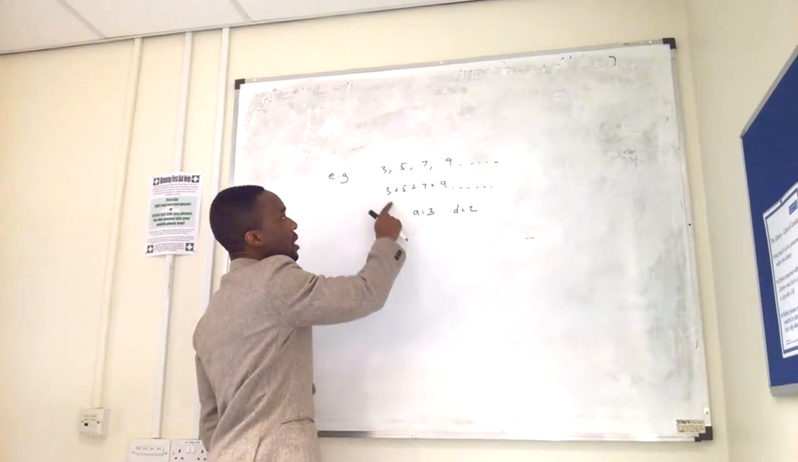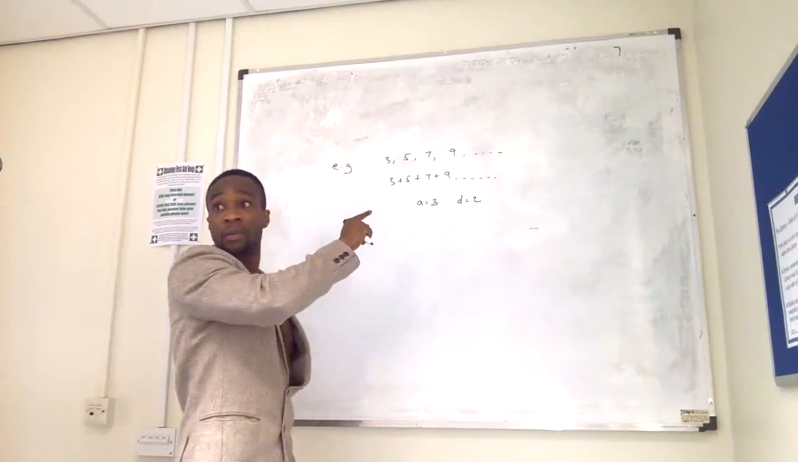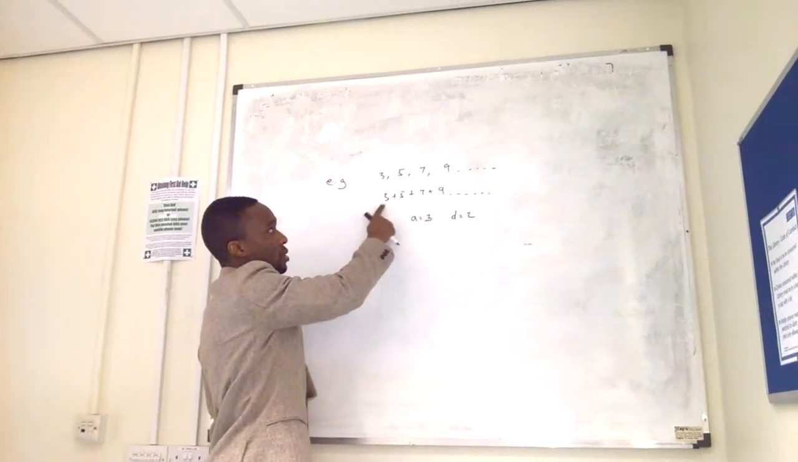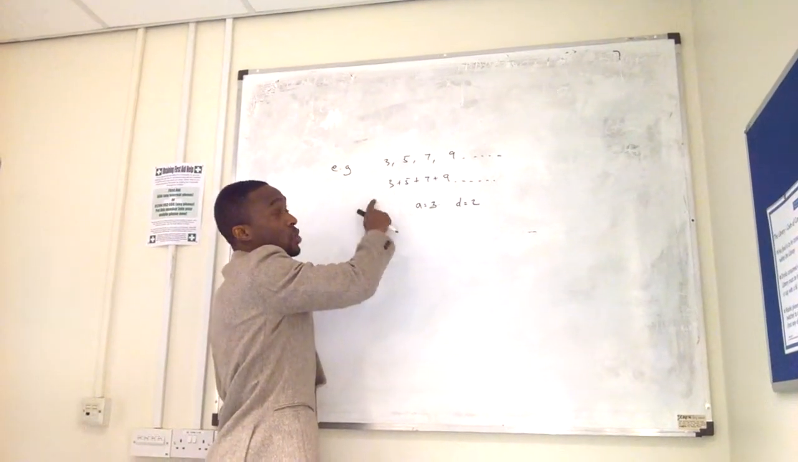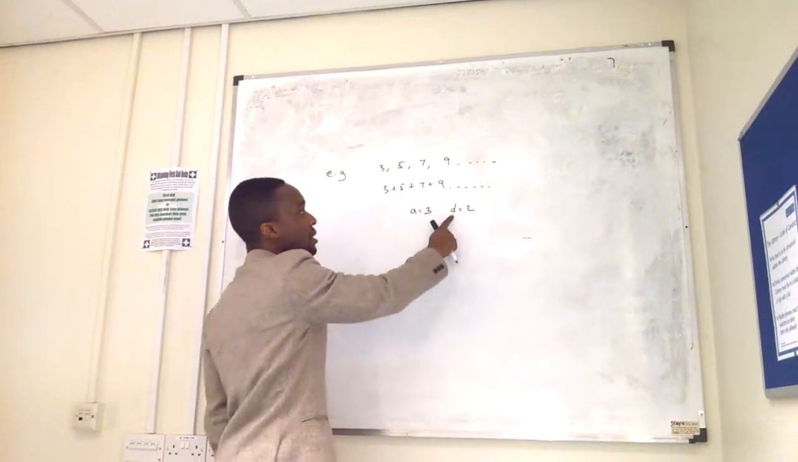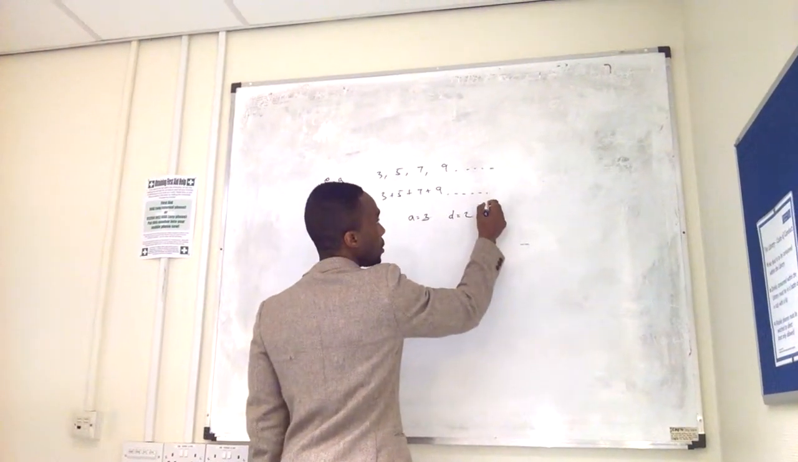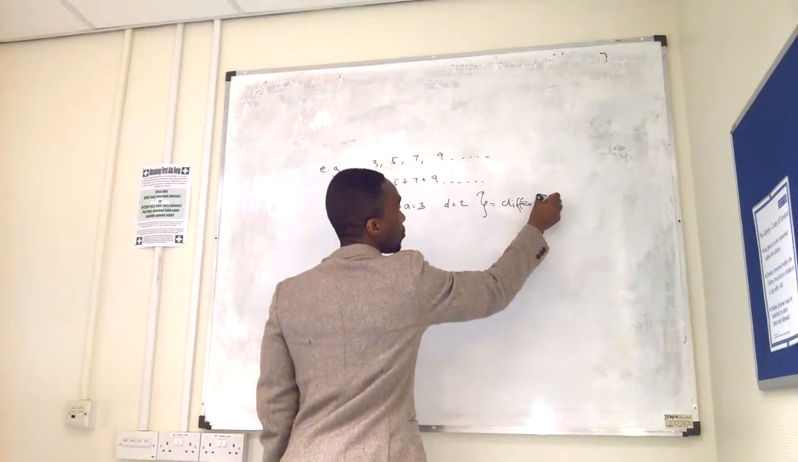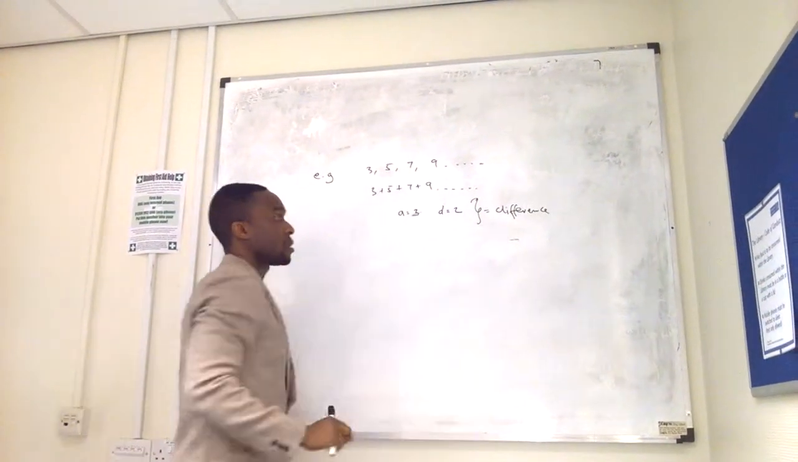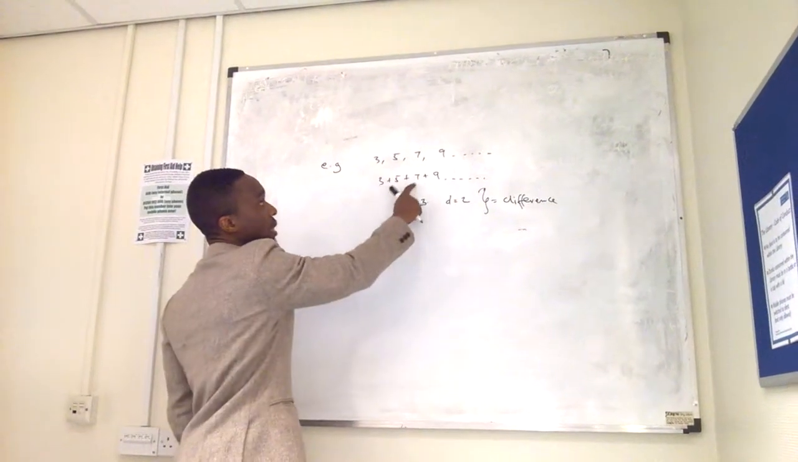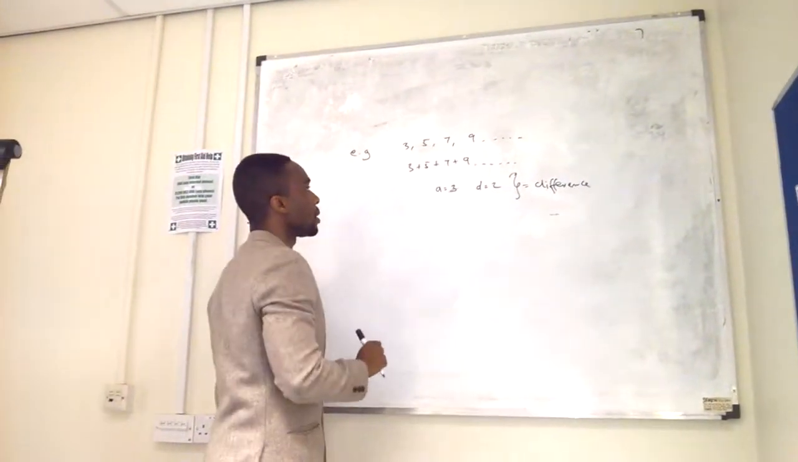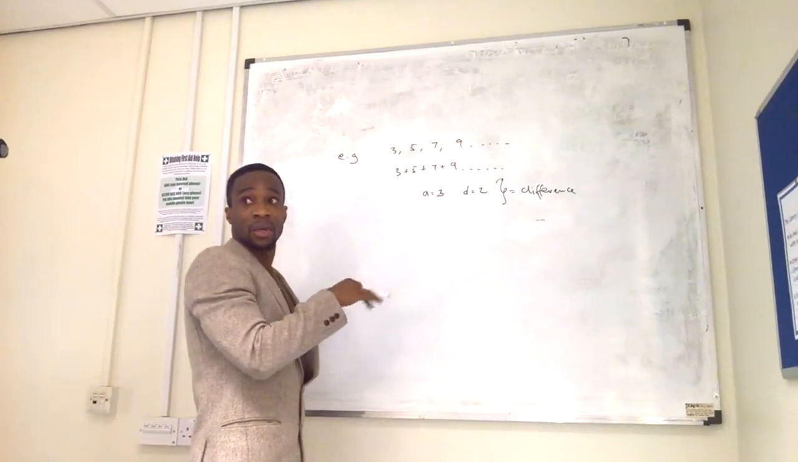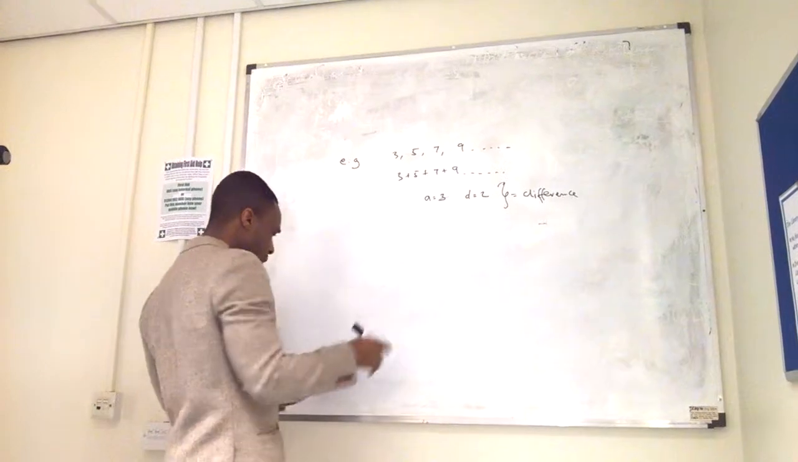Well, we know A stands for the first term of the series, and D stands for the difference between terms. Sometimes it's a bit tricky to find the difference between terms, but we'll get to that.